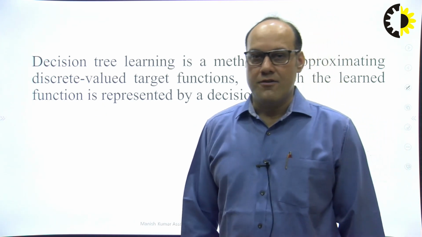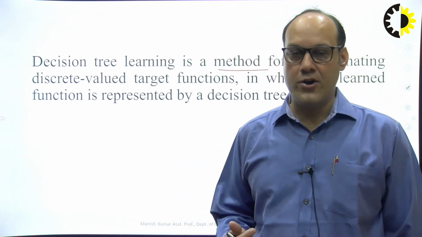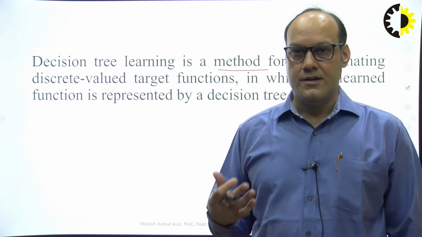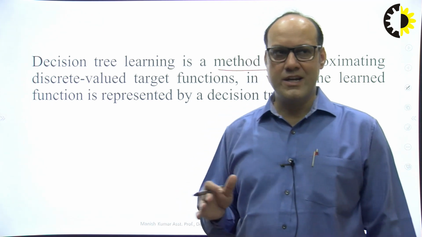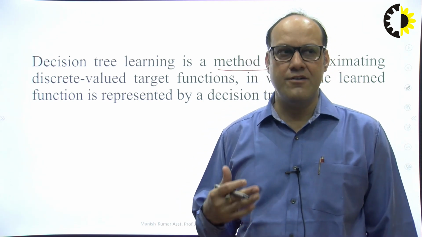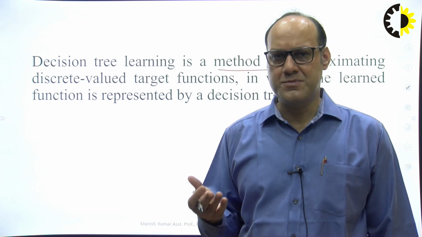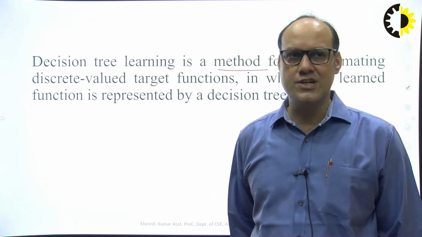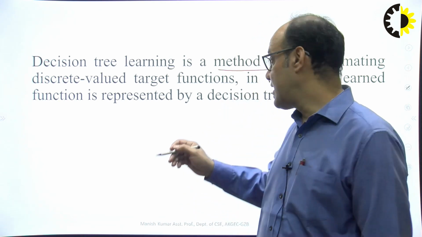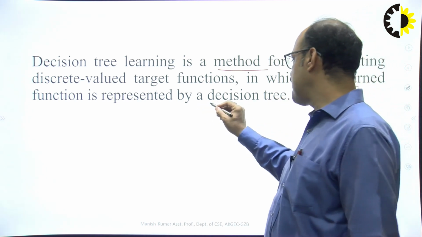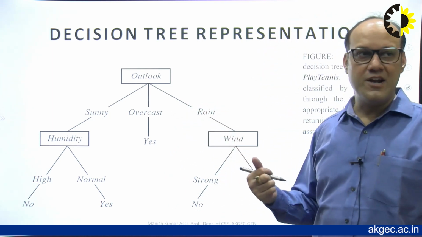So, what is a decision tree? We can call it a method for approximating discrete valued target functions. There are a number of functions we have studied previously also. Basically we categorize them into two types, continuous and discrete. So it is basically used for discrete valued target functions, in which the learned function is represented by a decision tree. This is the way we can represent a decision tree.